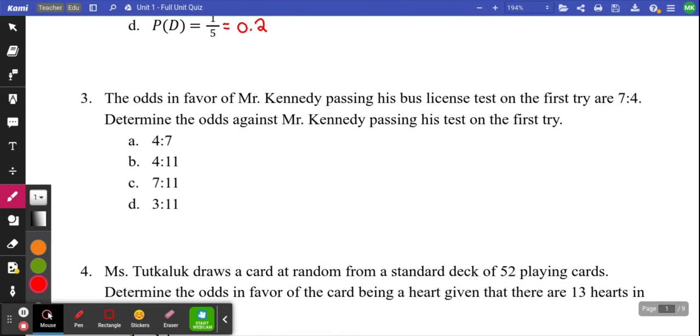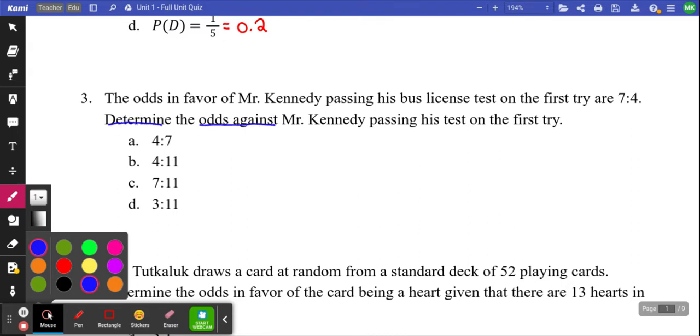Question 3. The odds in favor of Mr. Kennedy passing his bus license test on the first try are 7 to 4. Determine the odds against Mr. Kennedy passing his license on the first try. Okay. It's asking for determine odds against. That means you want to do what you don't want as the first number and what you do want as the second number. The information they gave you said the odds in favor. Odds in favor is what you want first, what you don't want second.